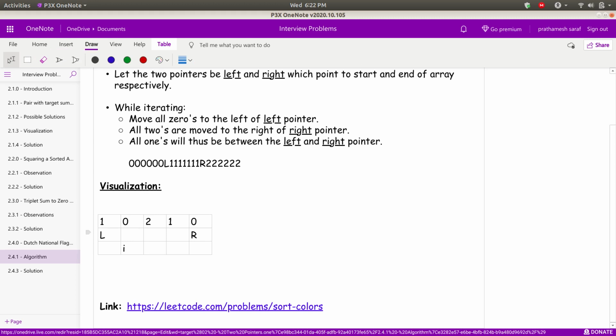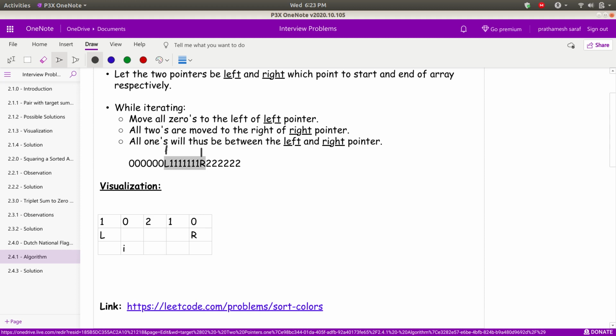Because I didn't do anything, since as per the condition from here to here, you are going to have the value 1. So here also you will have the value 1, and here also you will have the value 1. So zeros, then followed by ones, followed by twos. So before L there will be all zeros, and after R there will be all twos. So I hope this thing is clear for you.